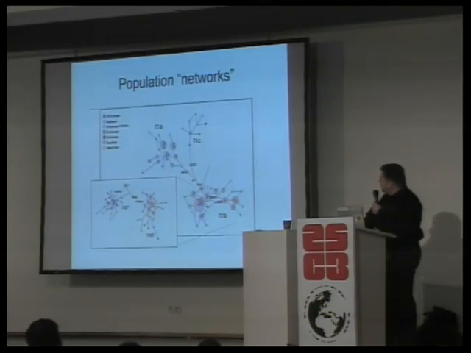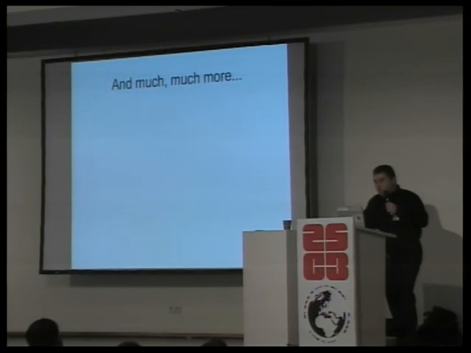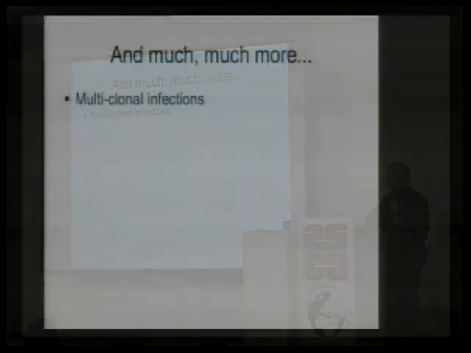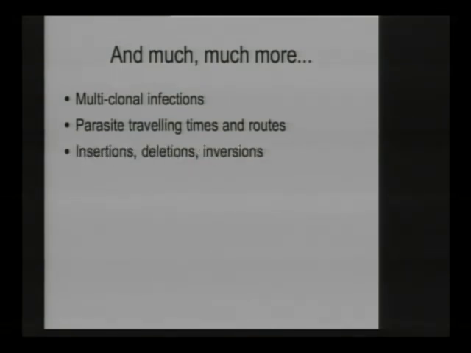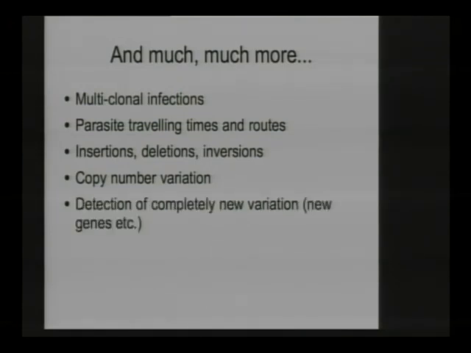This could also lead to these population networks. Just a mock-up graphic here. There's lots more we can do with this. Multiclonal infections, so a single patient can be infected by multiple strains of malaria simultaneously, which is probably not fun. As I said, how the parasites travel. Large-scale variations, so parts of the DNA can be deleted, new genes can be inserted, or a sequence can be inverted. Copy number variations, there can be multiple copies of a single gene, which relates to resistance, and completely new genes that somehow more or less spontaneously evolved, and that's it.